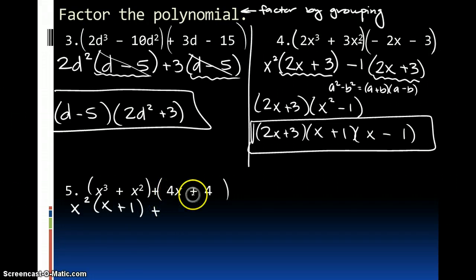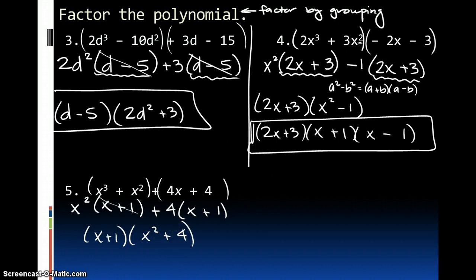Plus, what goes into 4x and 4? 4. And then what's left over here? If I took off the 4, I have an x. Plus, if I took off the 4, I have a 1 as a placeholder. Now these both have an x plus 1 in common. And so left over, from this one, this is gone, so I have x squared plus 4. And this will be my final answer.